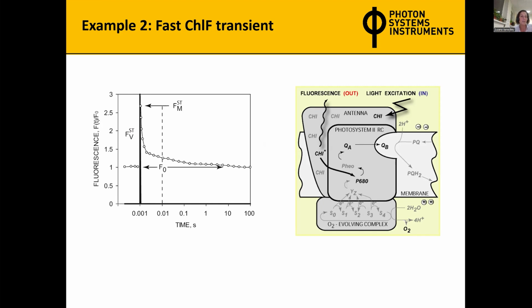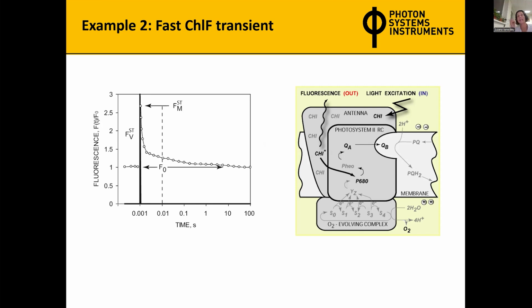And the reason for such a strong pulse is to saturate, for a very short time, all reaction centers, all PS2s in the photosynthetic material that you measure. So this is the black line on the left side in the graph. What you see is a single turnover flash. And on the right side, this short and very fast experiment can be nicely modeled by the processes in photosystem 2.